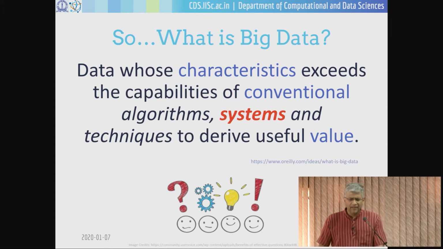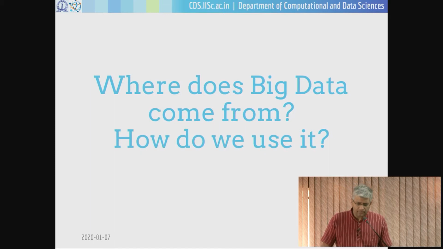So there are different methods that you might have to think about to deal with such data, and different systems that you might have to design and develop, right? Both software systems as well as hardware systems, in order to address these challenges, right? And the whole idea is to get some useful value out of such big data, right?